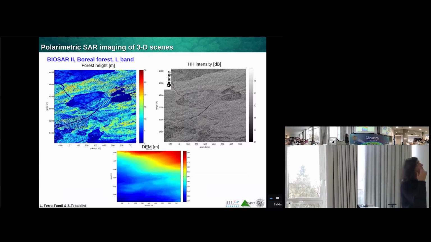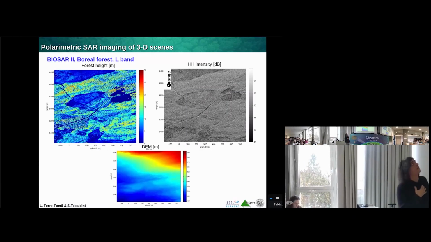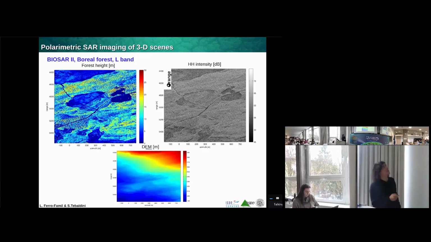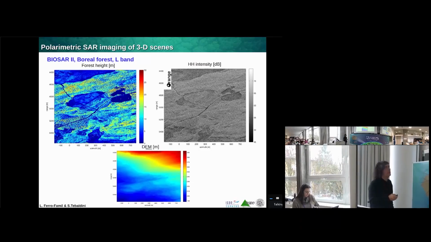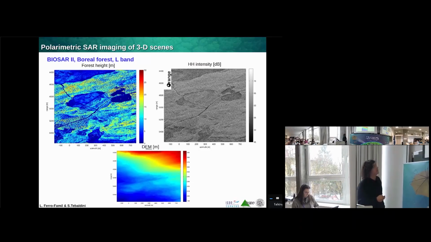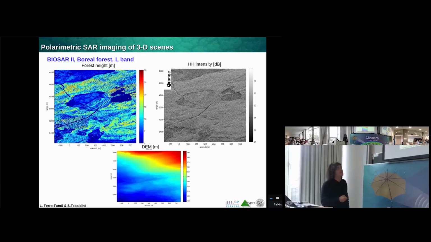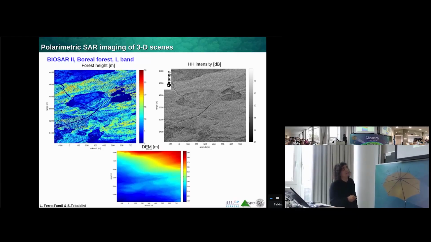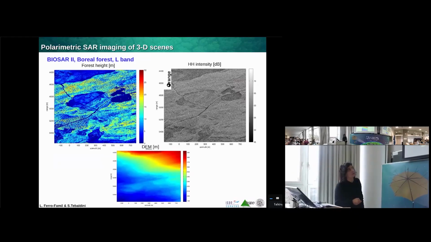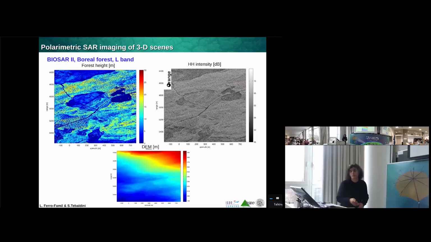Something about forests. These are results computed over this BioSAR2 data set acquired in Sweden at L-band also. So this is a reflectivity map. On the left-hand side, you have the forest height measured by a LiDAR, and this is the digital elevation model. You see that there is a gentle topography over the scene.